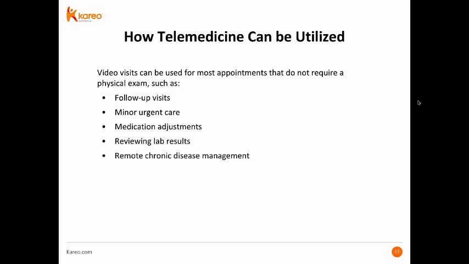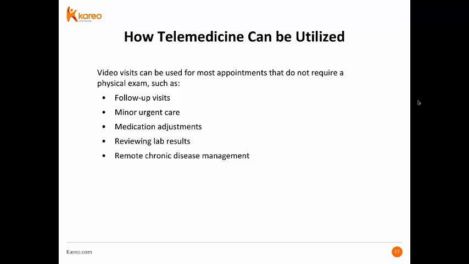Okay, how can telemedicine be utilized? This is a question that comes up a lot when we talk to doctors and practice managers. Honestly, the best use cases that we've seen are for follow-up routine care, where the patient's been in the office within the last, say, 30 or 60 days. Most of these appointments, if you think about it, generally don't require a physical examination, so naturally they're a great fit to be done via telemedicine.